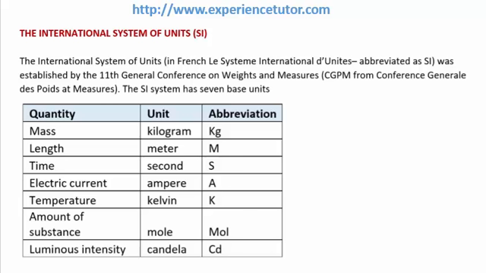meter, its abbreviation is m; time, its unit is second, its abbreviation is s; electric current, its unit is ampere, abbreviation is A; temperature, its unit is Kelvin, abbreviation is K; amount of substance, its unit is mole, abbreviation is mol; luminous intensity, its unit is candela, abbreviation is cd.